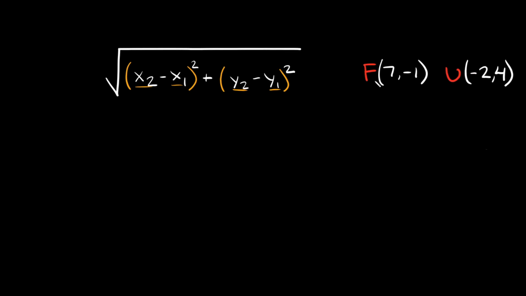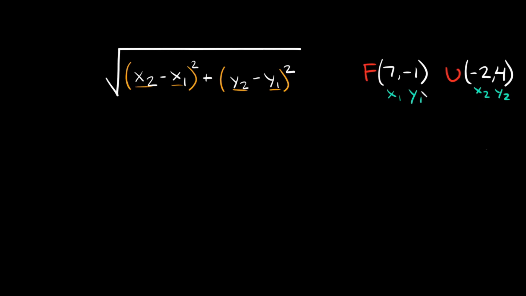Okay, here's our next example. So we wanna find the distance between these two points right here, between F and U, all right? So here we have 7, negative 1 and negative 2, 4, all right? So again, the first thing you wanna do is just label your coordinates right here. So we can label it as x of 1, y of 1, and x of 2, y of 2.